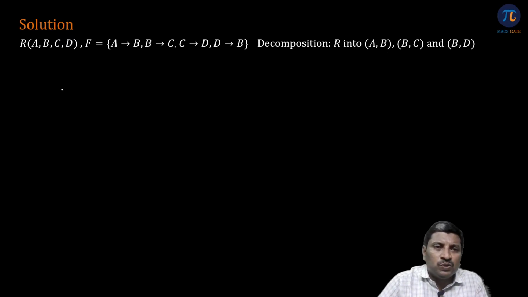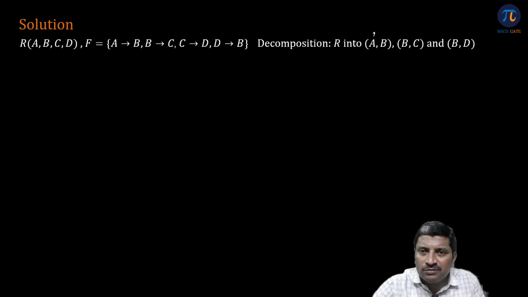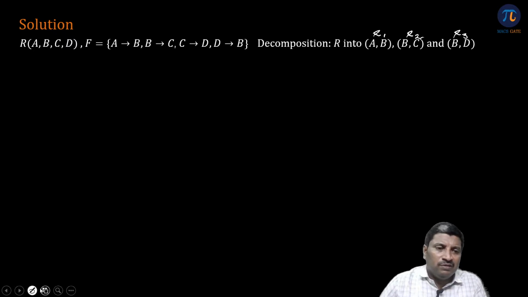So to verify dependency preserving, let me name the relations R1, R2, R3. First we need to find the closure, F closure. For that, let us consider the first one, A implies B.